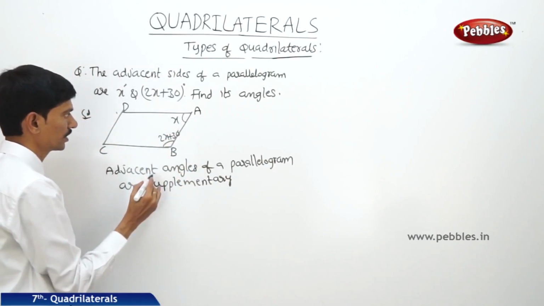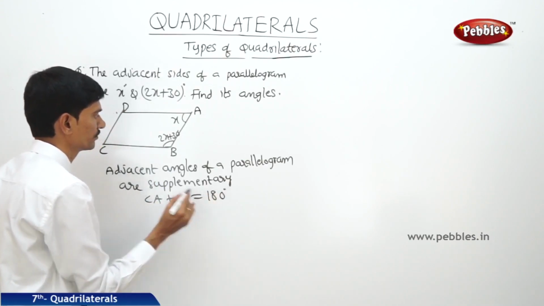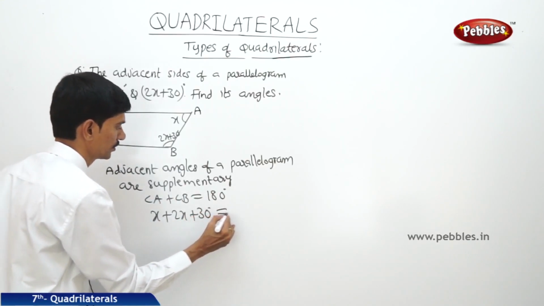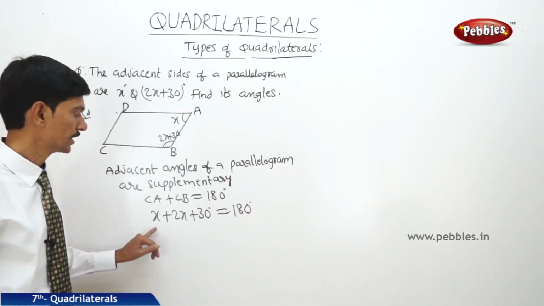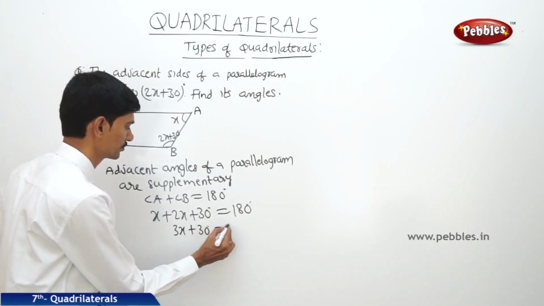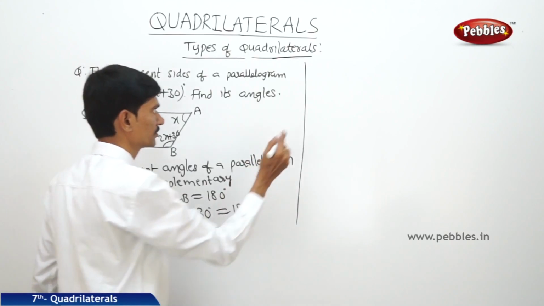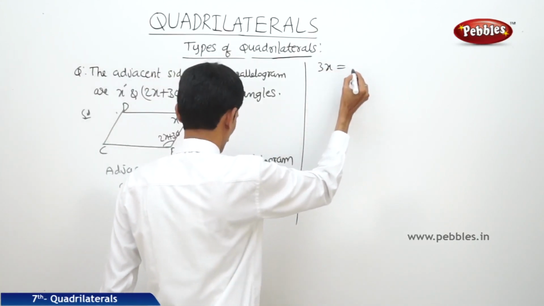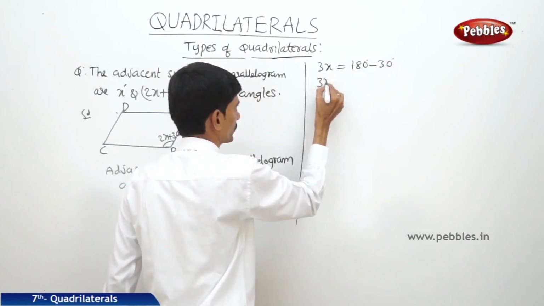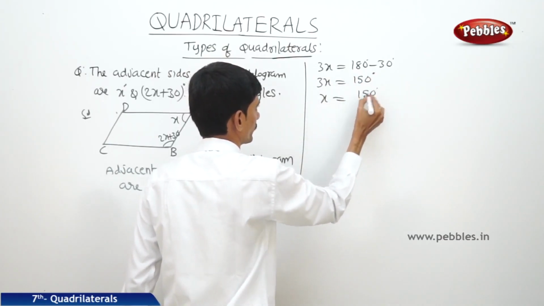So angle A plus angle B equals 180 degrees, means x plus 2x plus 30 equals 180 degrees. Now x plus 2x is 3x, plus 30 degrees equals 180 degrees. Then 3x equals 180 minus 30. So 3x equals 150 degrees. Then x equals 150 degrees by 3.